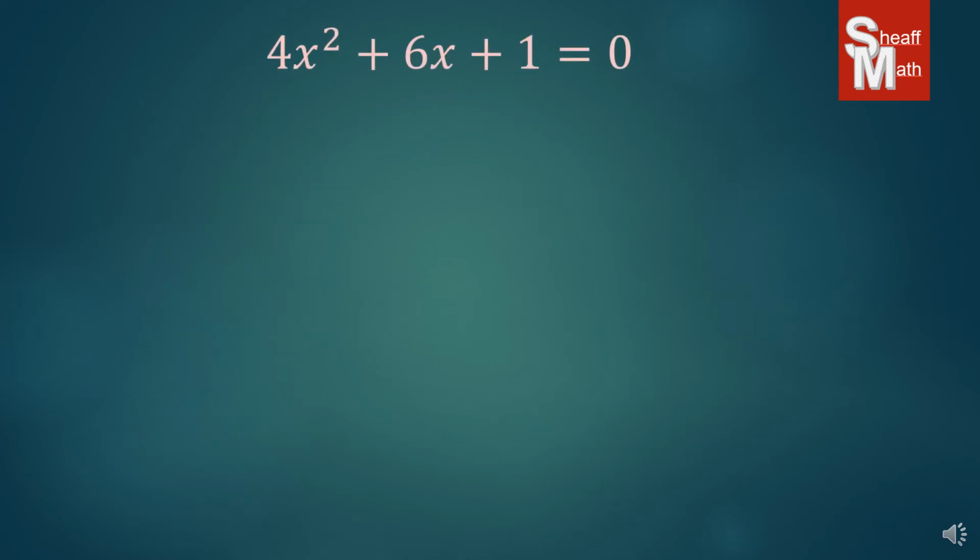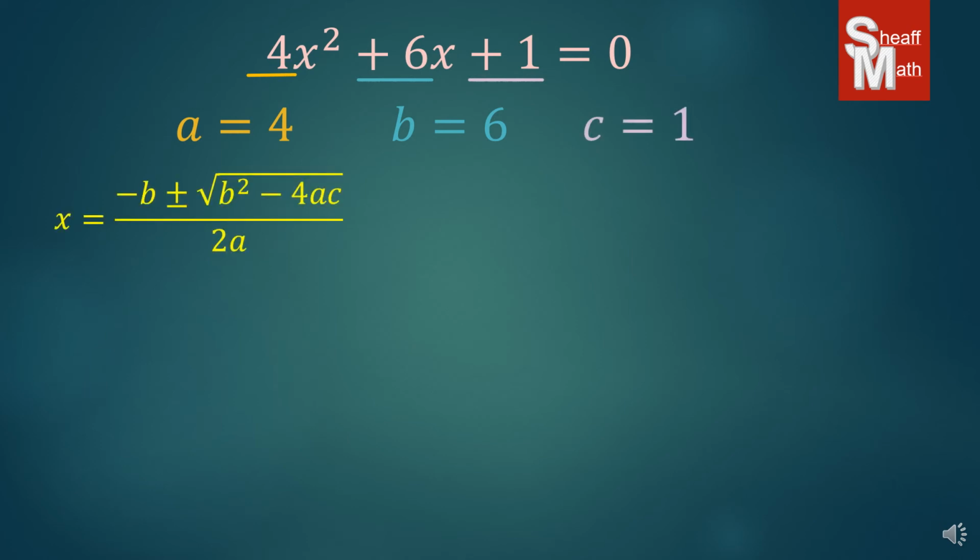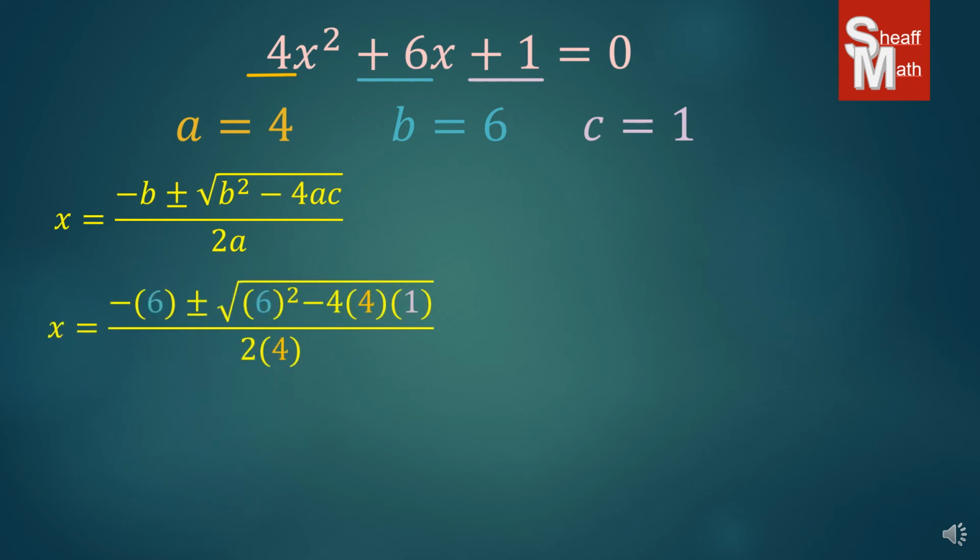All right. Here's the last one. We're going to locate the A, B, and C. So A is 4, B is 6, and C is 1. See, that's really easy to identify, isn't it? So we'll use our quadratic formula. We'll put the correct numbers in their correct places. I use 6 for the B's, 4 for the A's, and 1 for the C. And now it's time to simplify.